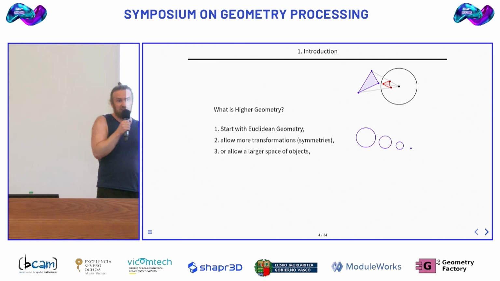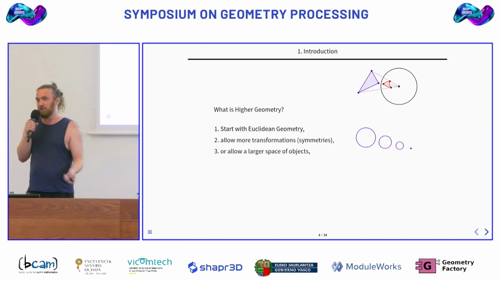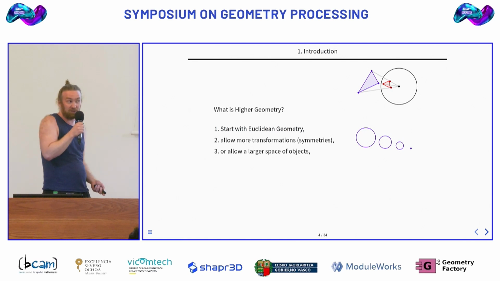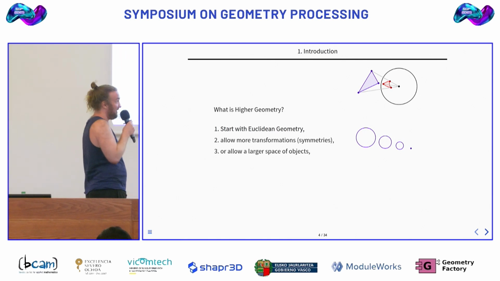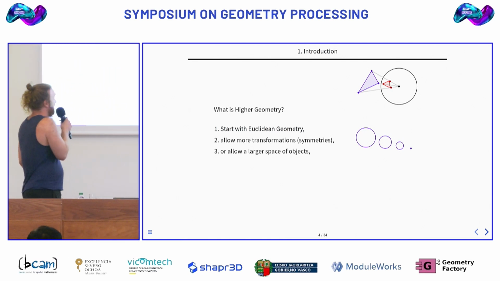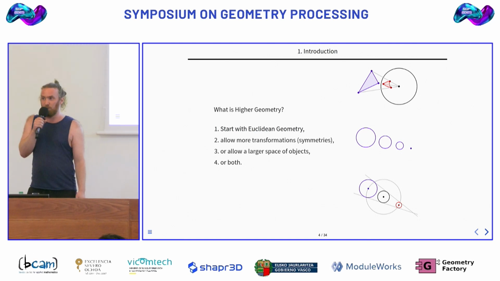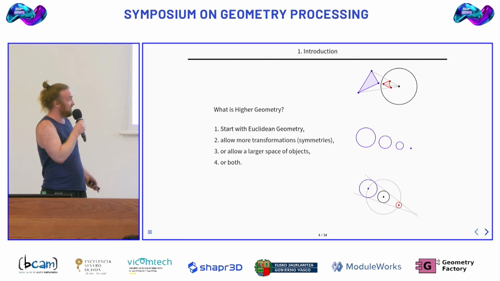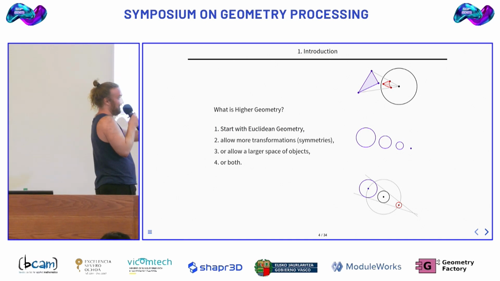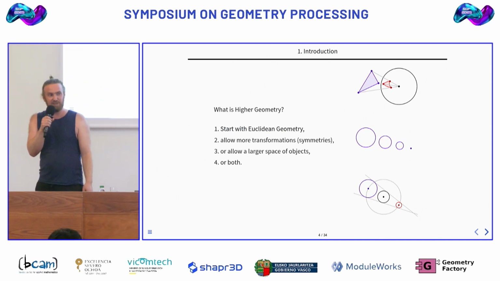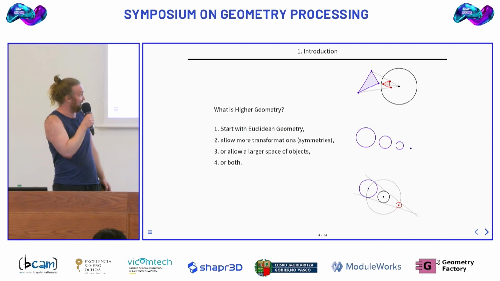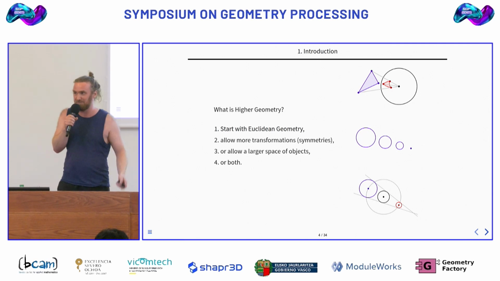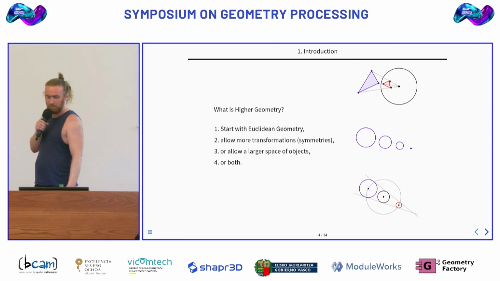But I could also just change what my space of objects is. Instead of just looking at points, I could treat points and circles in the same fashion. And we'll see an example of this as well. Or, of course, I could combine, and then have more general objects, more transformations. So here's some sort of exotic example. I use circles in my space, and I have some reflection that somehow maps the blue to the red circle. And maybe we'll see at the end what that is.